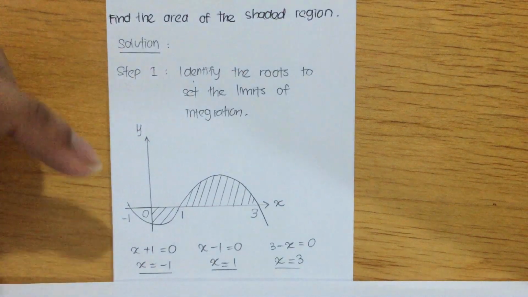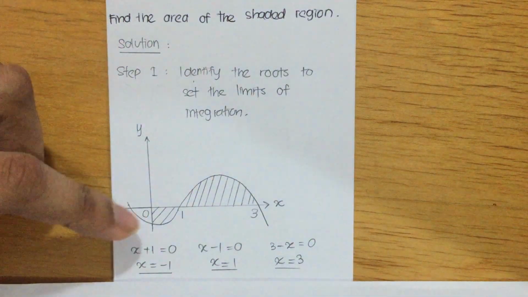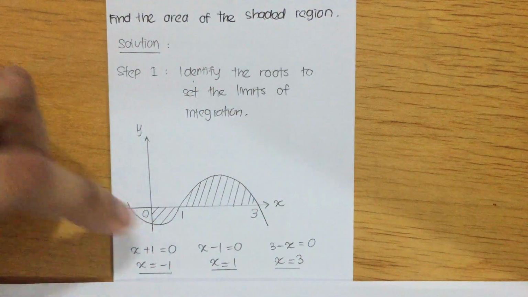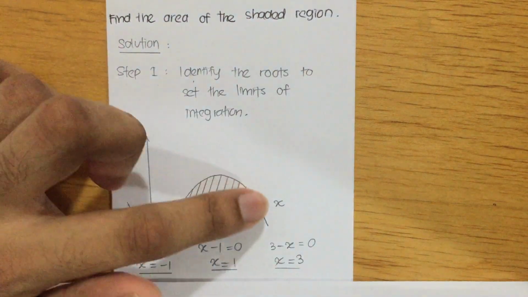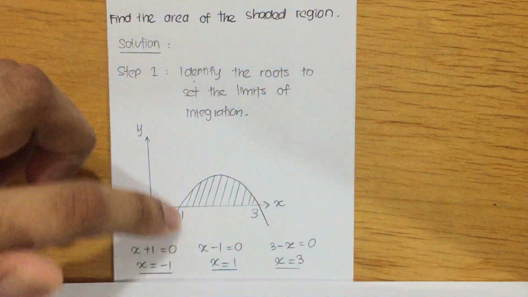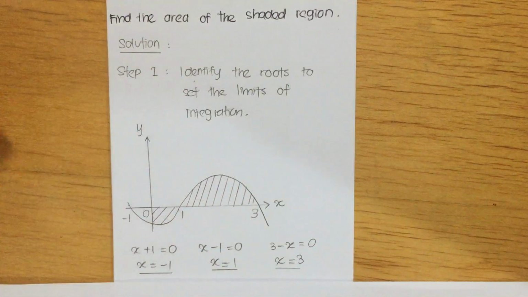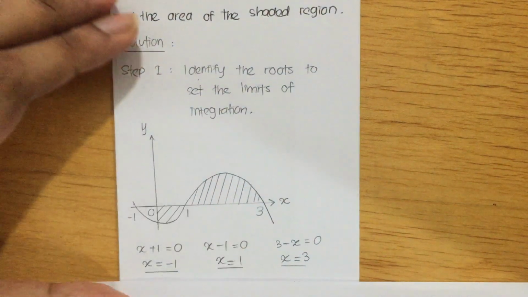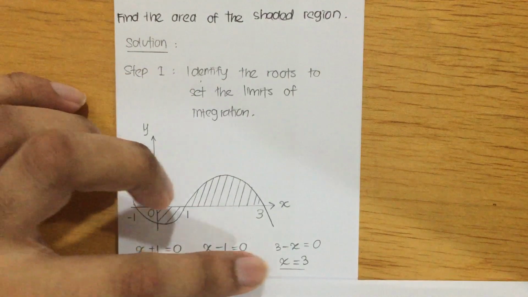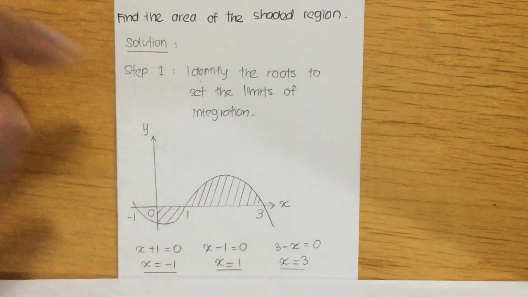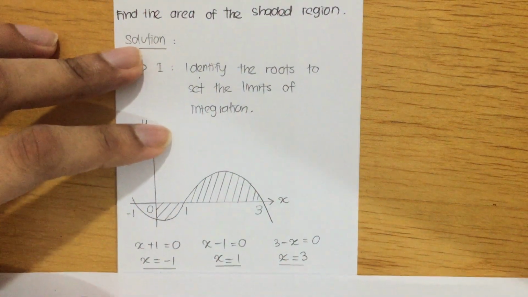It makes sense, guys, because our graph function is x to the power of 3. So technically you should be having 3 roots over here. 1 intercept, 2 intercepts and 3 intercepts over here. So we already have 3 limits, which are our 3 roots, negative 1, 1 and 3. So let us proceed to the next step.